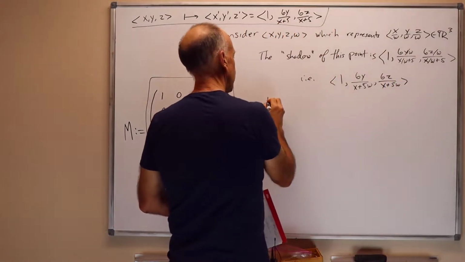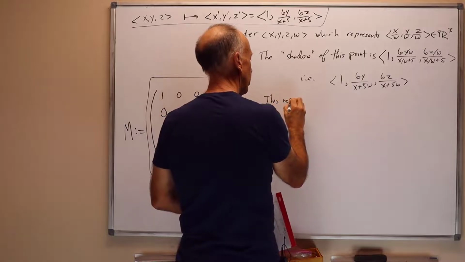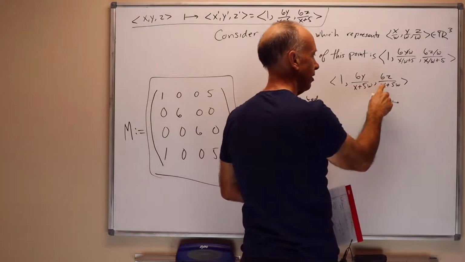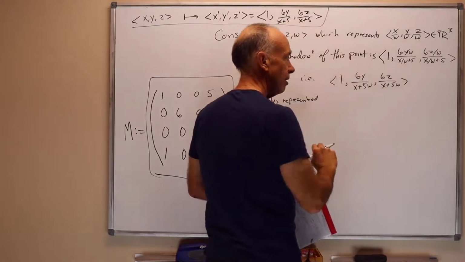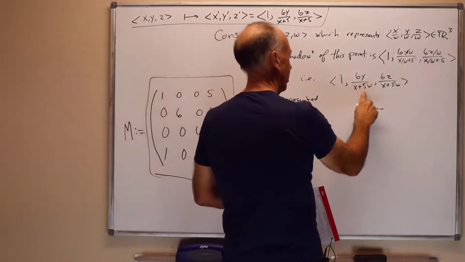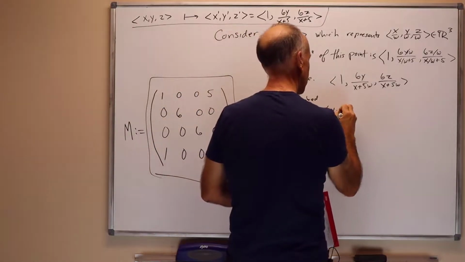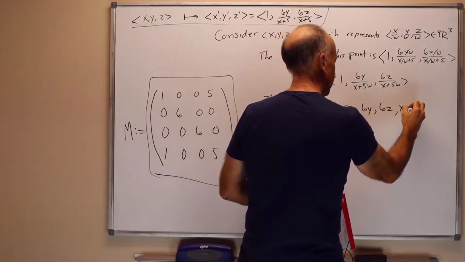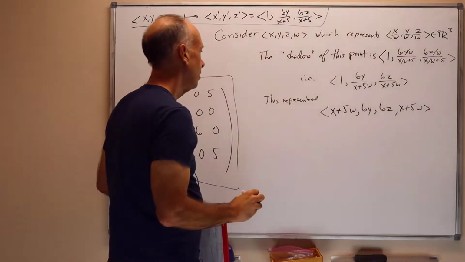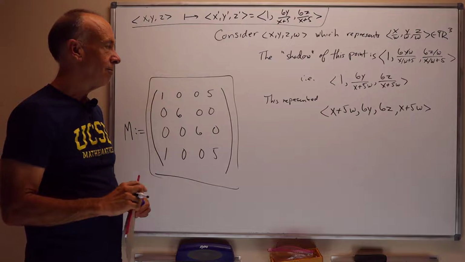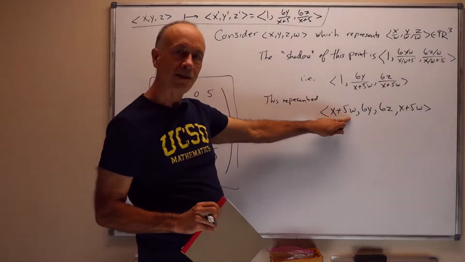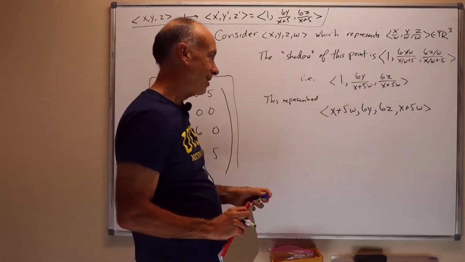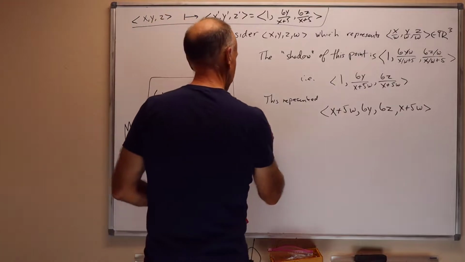And this is represented by, as before, 1, 6y over x plus 5w, 6z over x plus 5w, and then a 1 for the w value. But let's instead multiply through by the denominator, and it's represented by x plus 5w, 6y, 6z, x plus 5w. The only difference between this and the one I had before is we have 5w in place of a 5. So essentially the w, which used to be a 1, is now a w, right?